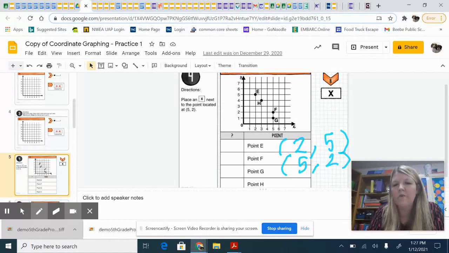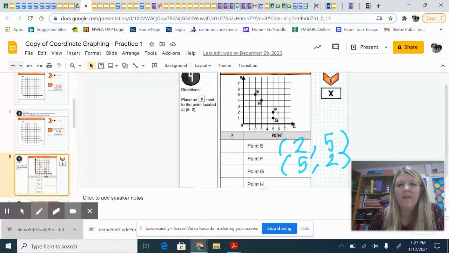So if you notice, the order does matter. E and F are not at the same spots. So 2, 5, we've got E, but then if we do it over 5 first and then up 2, we have F. So, make sure that you are always going over and then up.